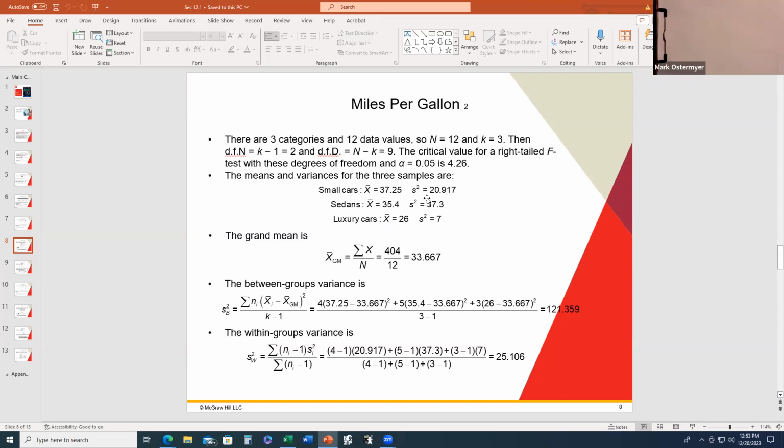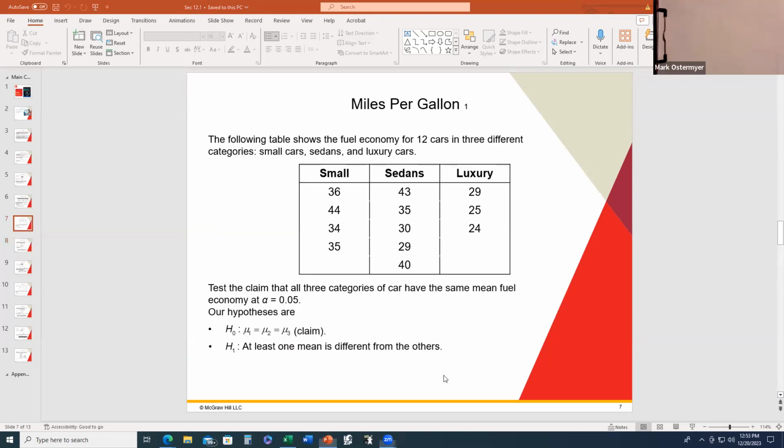Notice the variance of our first sample is 20.917, for the second sample is 37.3, and for the third sample it's 7. Now, you can save yourself an immense amount of time if you were to just put this data in list 1, this data in list 2, and this data in list 3, and then use your one var stats function to find the mean and the variance for each of these samples here. That would save a lot of time, even if you did this problem manually.